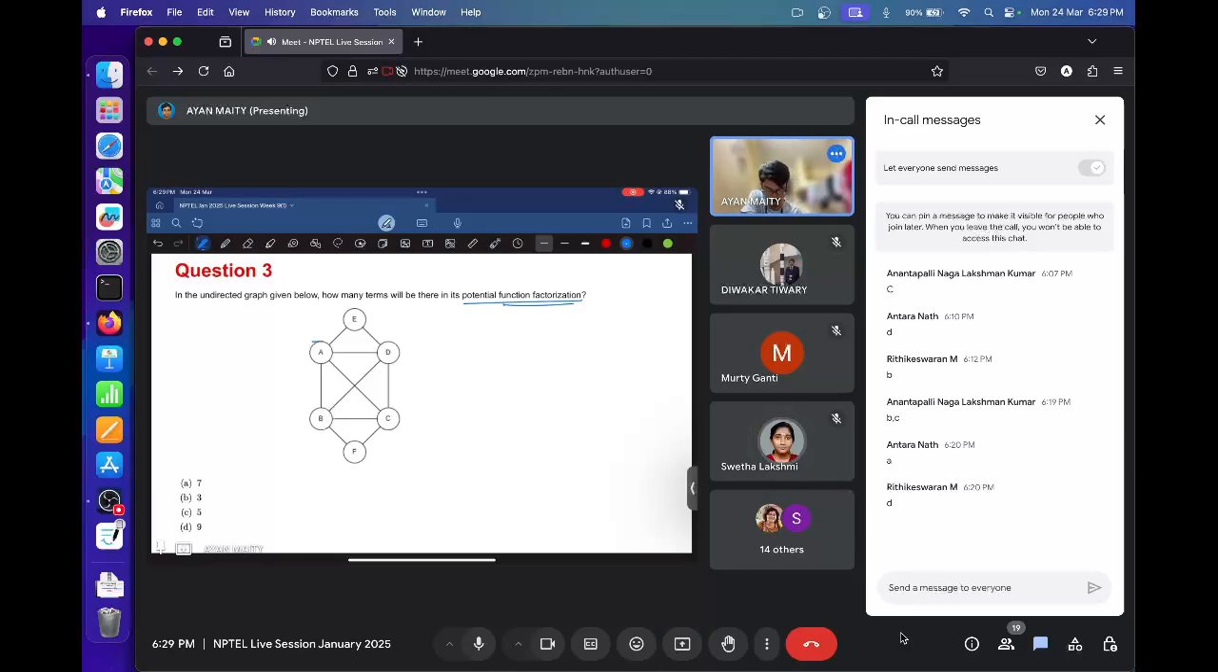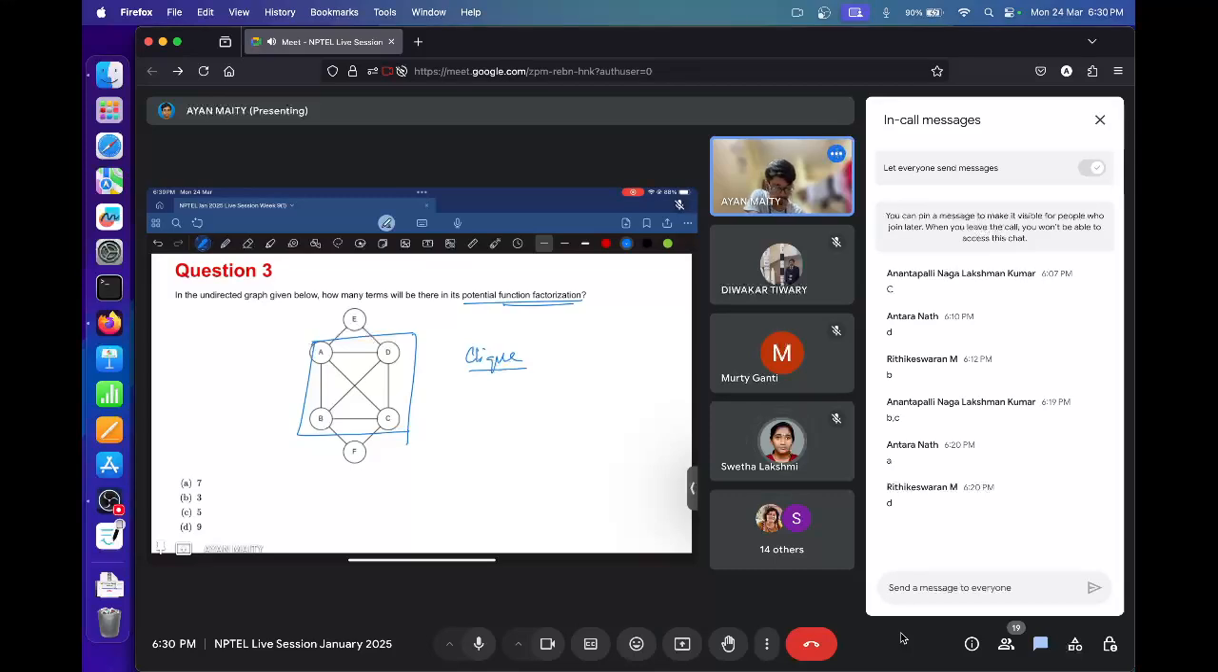For example, just consider this subgraph of this graph, which contains only A, B, C, D, four nodes. We can see that each node in this subgraph is connected to every other node in that subgraph. A is connected to B, C, D. Similarly, B is also connected to all the other three nodes in that subgraph, and C is also connected to all the other three, and D is also connected to all the other three nodes in this subgraph. So this forms a clique.